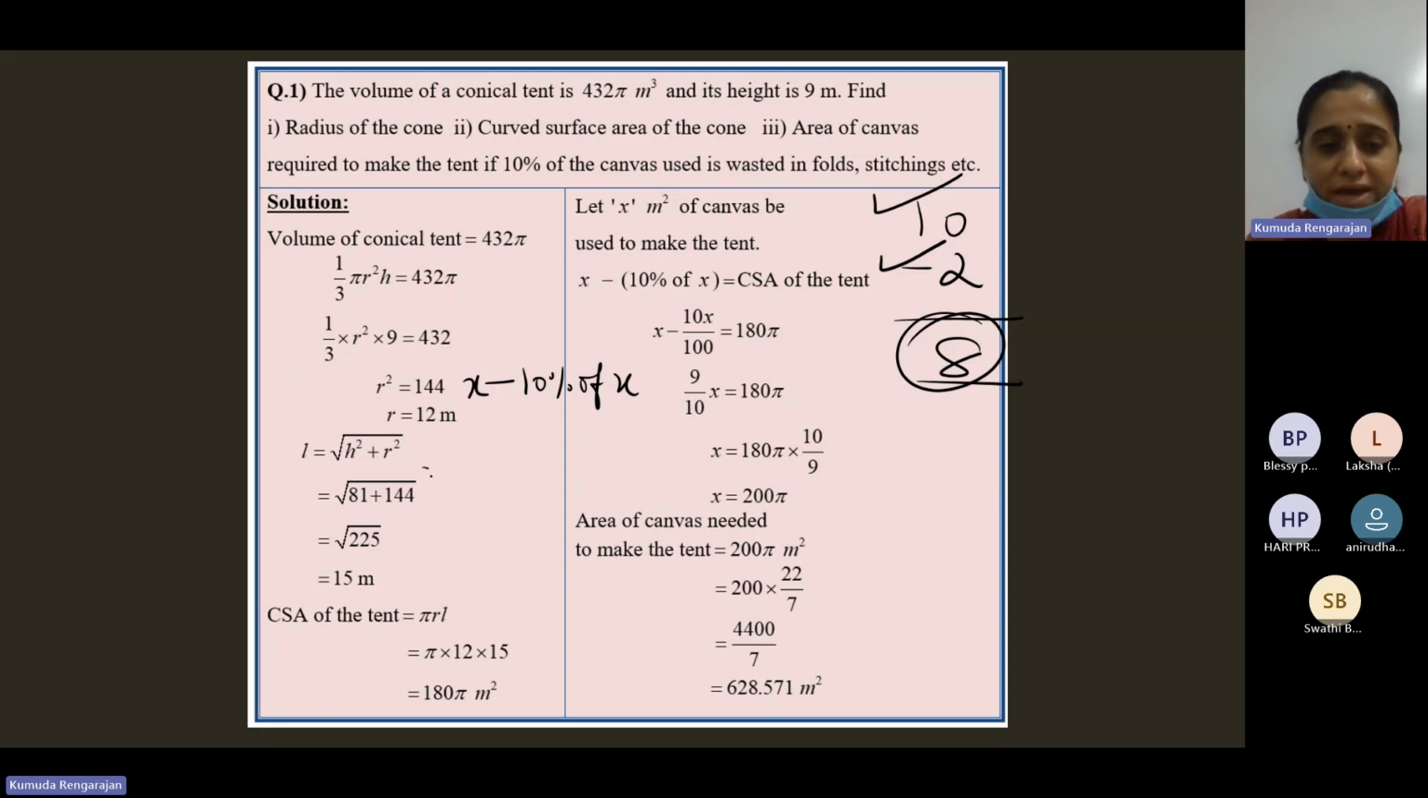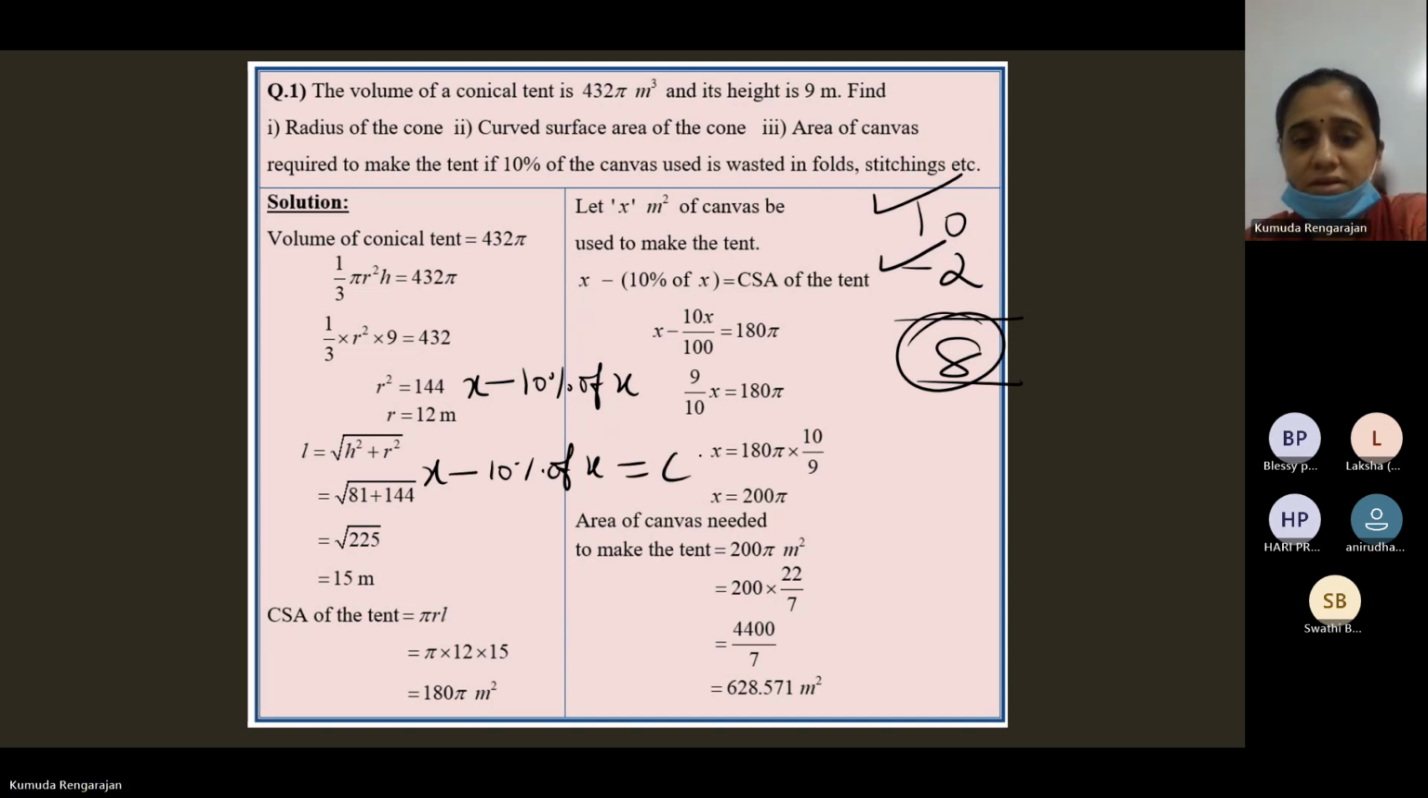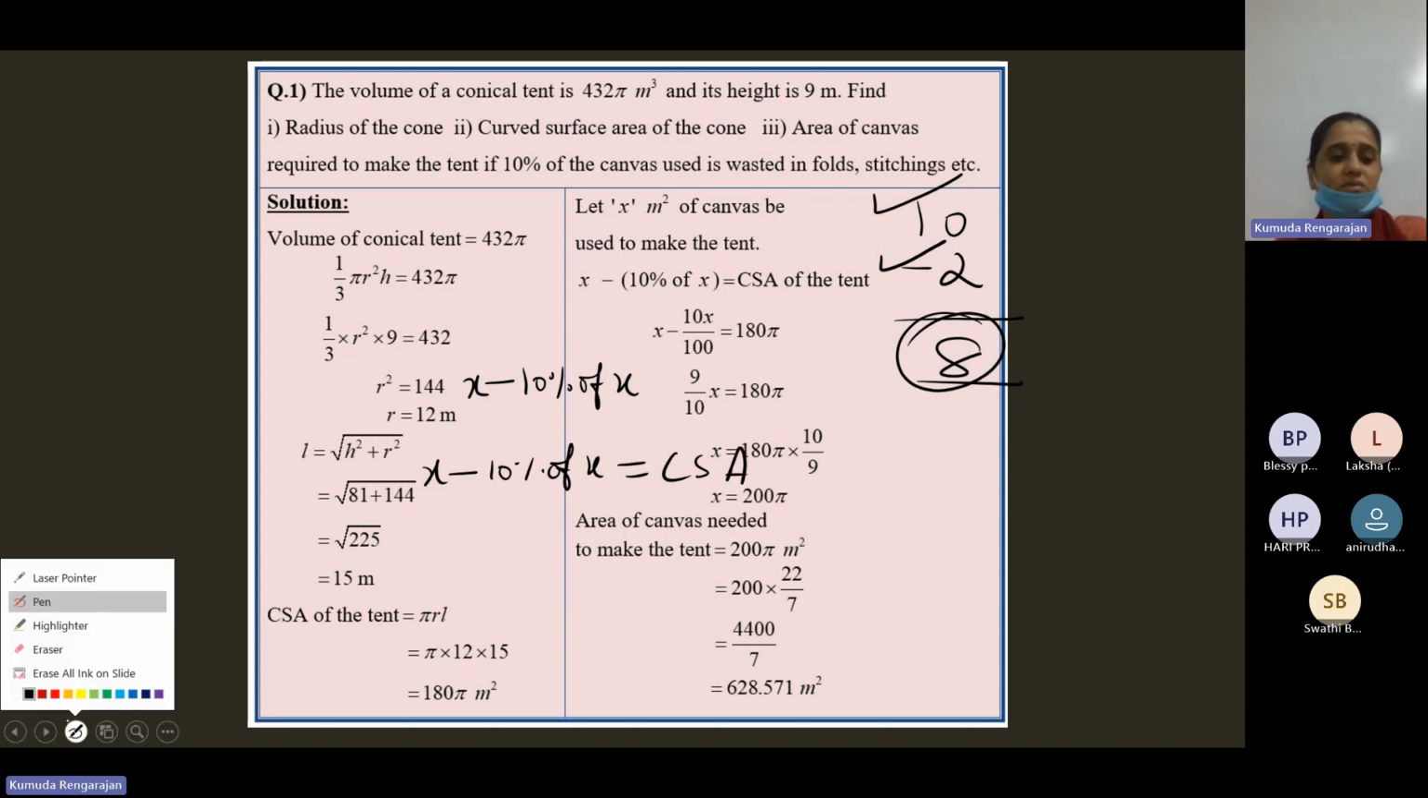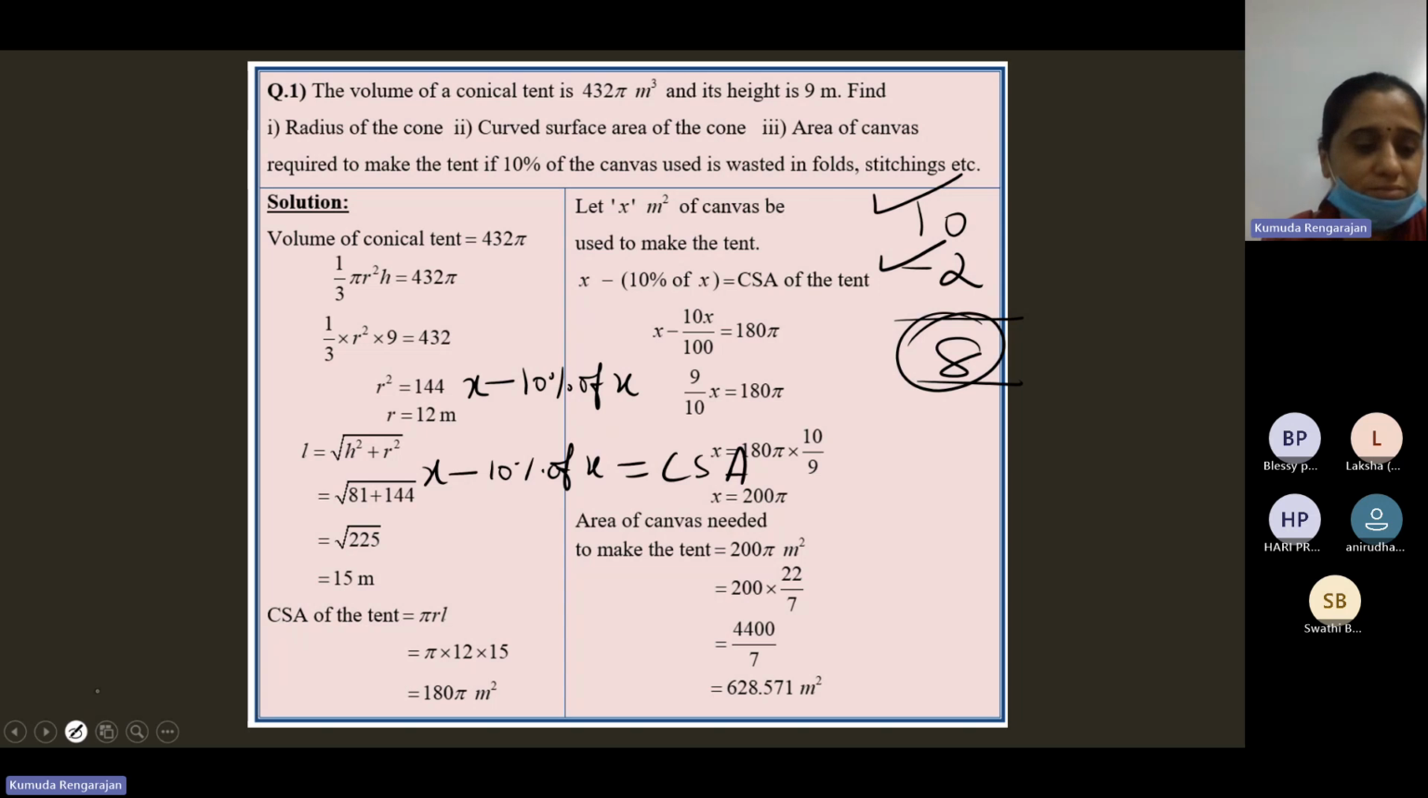Similarly, you buy X, minus 10% of X is wasted. What is this answer equal to then? The remaining material. Where is it? It is in the CSA of the tent. That is the equation. If you write this equation, it becomes very easy.